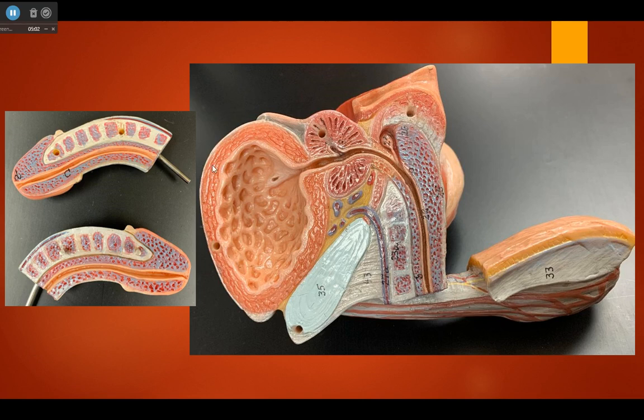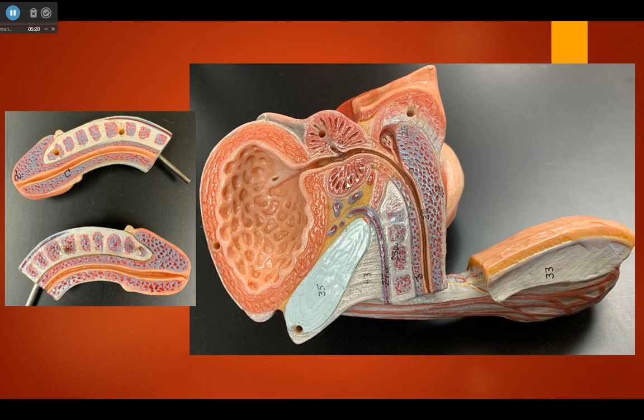Cross-section wise, we have the bladder. So again, we have the mucosa that has rugae made out of transitional epithelium, the submucosa, the muscularis, and the peritoneum. We have the trigone. We have the prostatic urethra, the membranous urethra, fairly small, and the penile urethra.